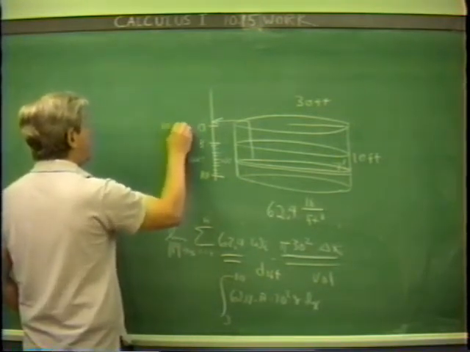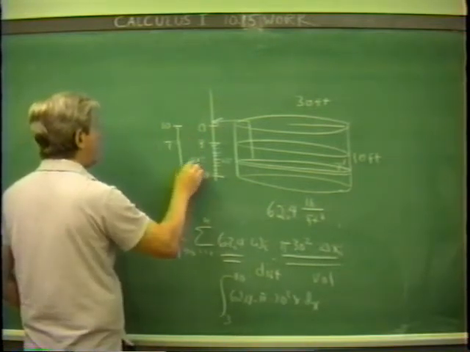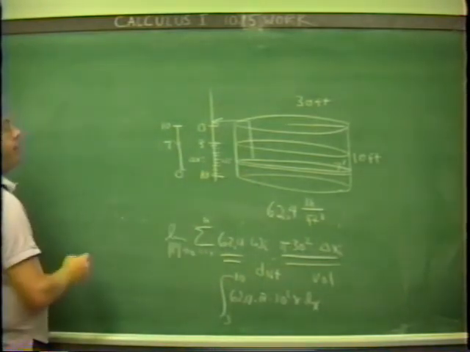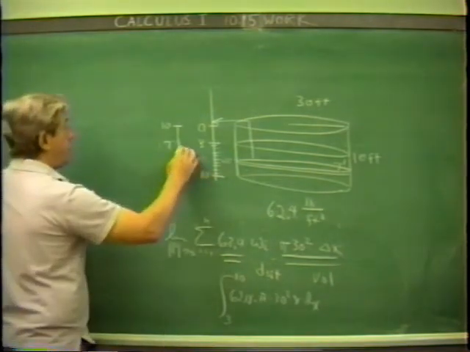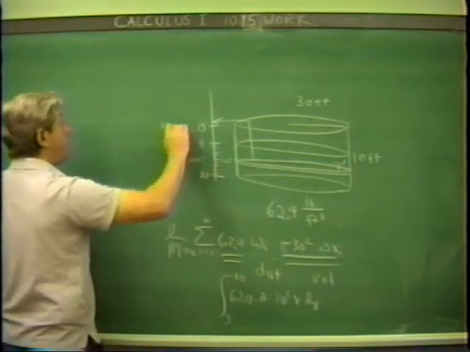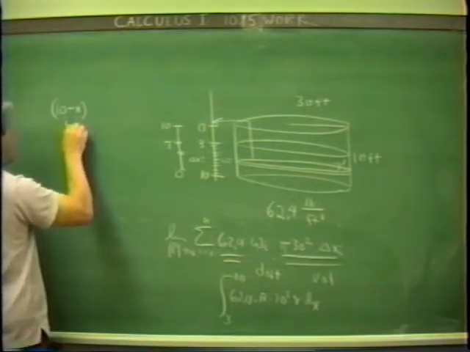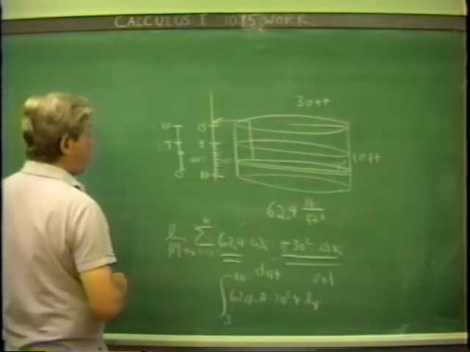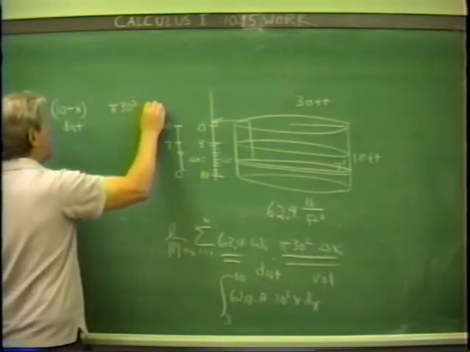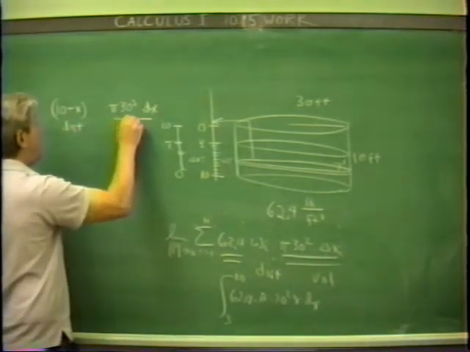Now, if we'd done this differently, if we put 0 down here and 7 here, let's say, and 10 up at the top here, then we would partition between 0 and 7. Right? And setting up the problem with this in mind, the distance that the small piece of water would have to be lifted would be 10 minus x. This is the distance. Right? The volume of the water is again pi times 30 squared dx.